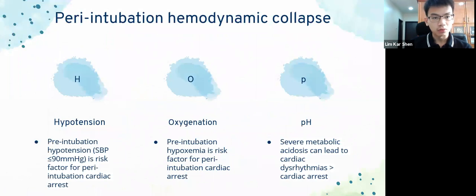Next, we move on to peri-intubation hemodynamic collapse. These are the causes. You can easily remember with HOP: hypotension, oxygenation, and pH, which is metabolic acidosis.